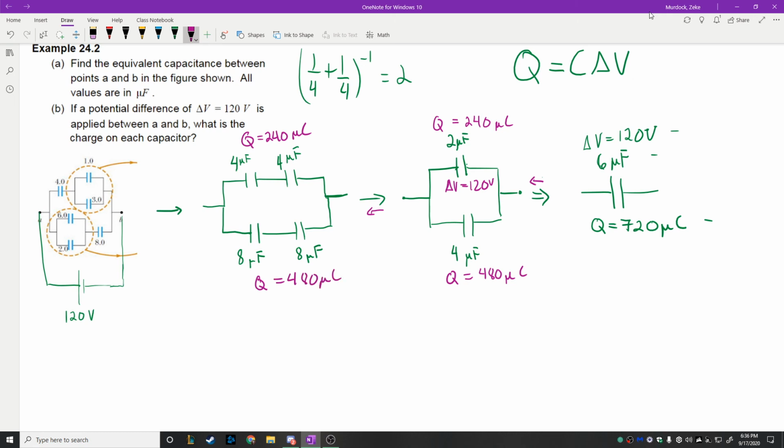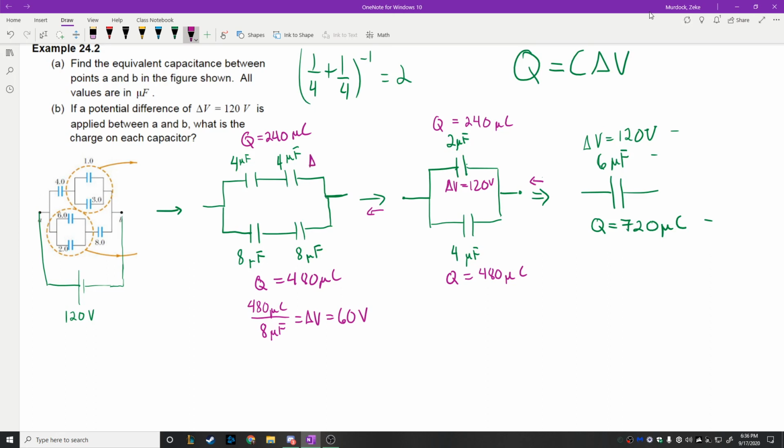And then in order to find delta V, we do Q over C. So we do 480 microcoulombs, and we divide by 8 microfarads, sorry. And that should give us delta V. 8 goes into 48 6 times, so this is going to be 60 volts. And then up here, we're going to have 240 divided by 4, so delta V.